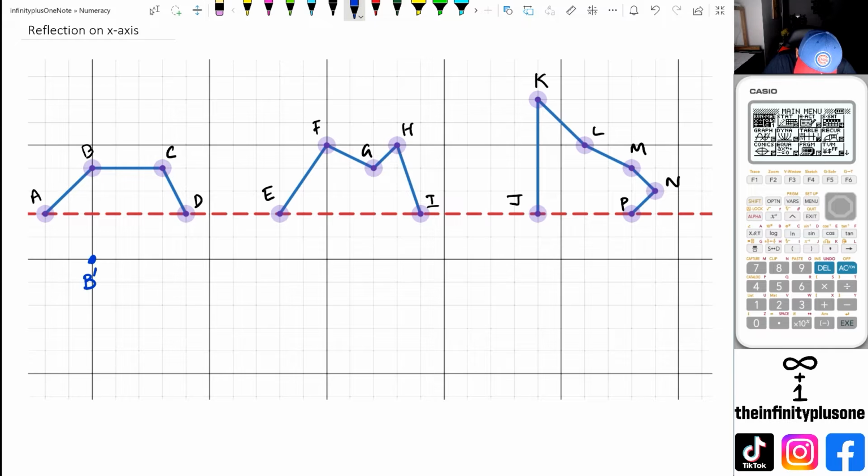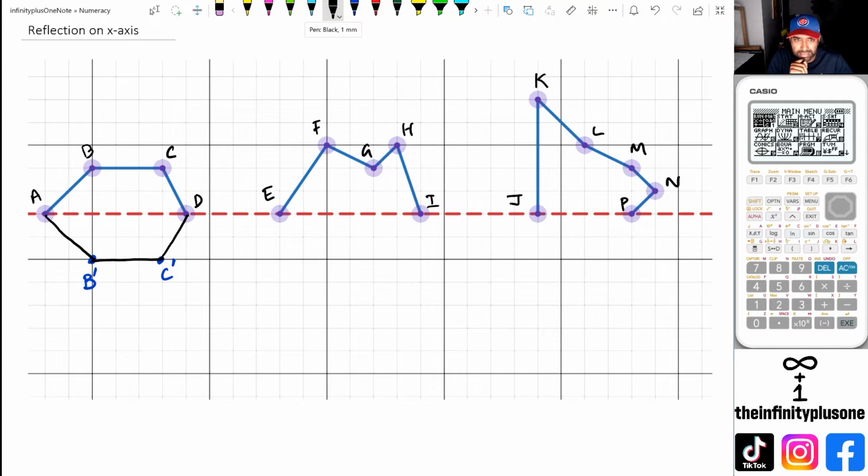And if you look at C, that's 2 away from the mirror line. So that means it's going to be also 2 away from the mirror line on the other side, and I'm going to put that as C dash. Now, of course, I should be able to just join the lines up: from A to B, then B to C, and then C to D. So that is my shape, now reflected along the red line.